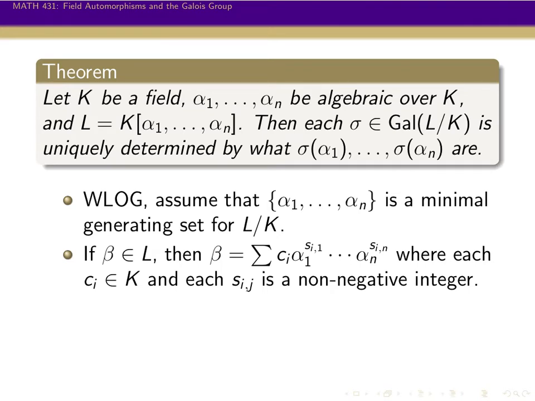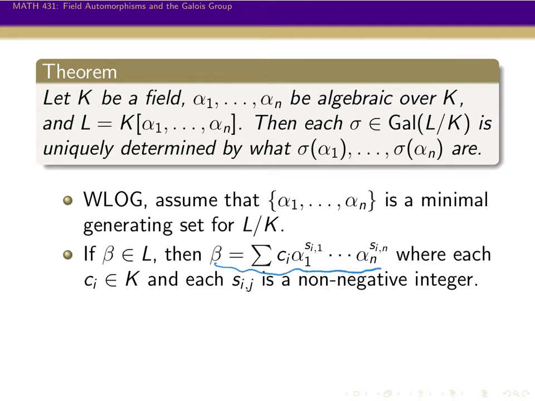Since there's only a finite number and they're all algebraic, this is a finite extension. And so as a vector space, there's only finite dimension there. We can talk about taking elements beta and how we write them in terms of alpha 1 through alpha n. Essentially, for anything in L, we can write it as a polynomial in alpha 1 through alpha n, where all the coefficients are coming from K. This is the way that I am expressing this right here.